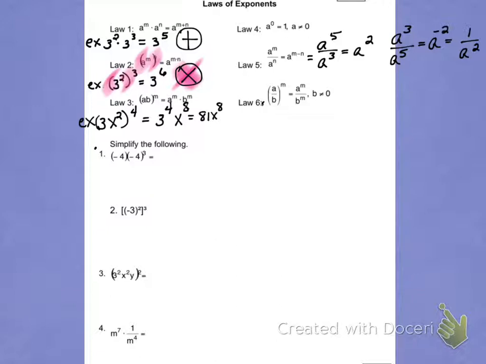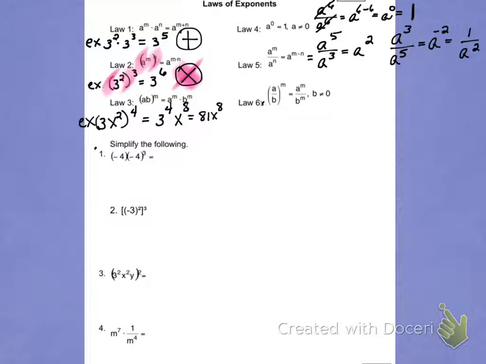Law 4 is anything to the 0 power is equal to 1. And the reasoning behind that is, suppose you have a to the 6th over a to the 6th. That's a to the 6 minus 6, or a to the 0 power. Now, when you have any value over itself, you know that they cancel out and they're equal to 1. So that's why anything to the 0 power is 1.